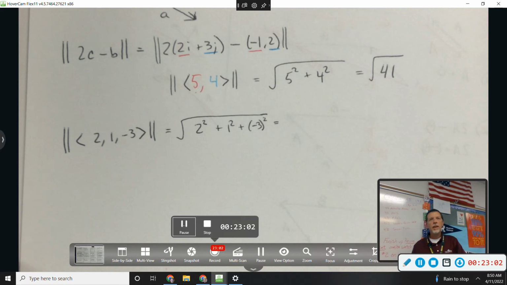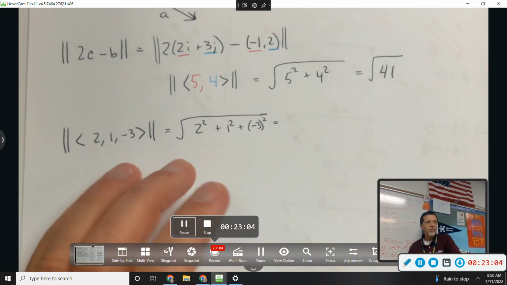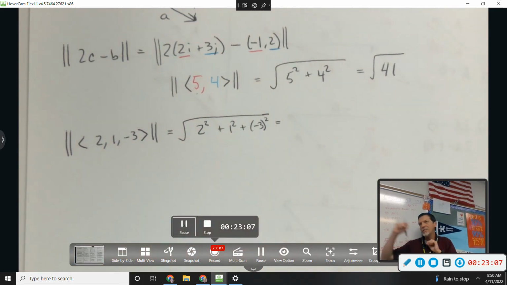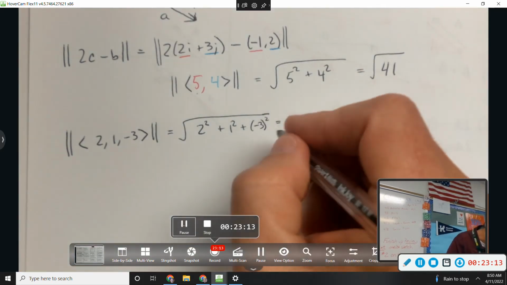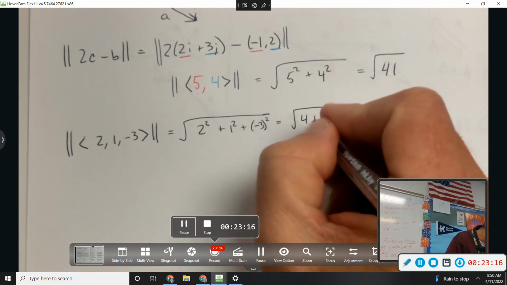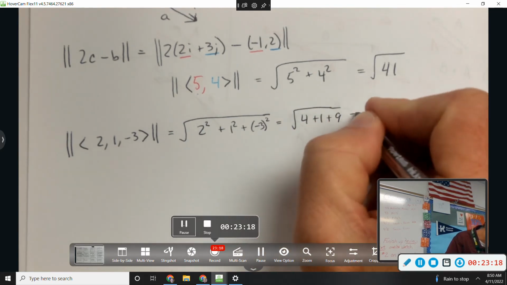And that's not just a vector thing. It actually works in real life. Like the length of a diagonal of a box is a squared plus b squared plus c squared. 4 plus 1 plus 9 would be 14.